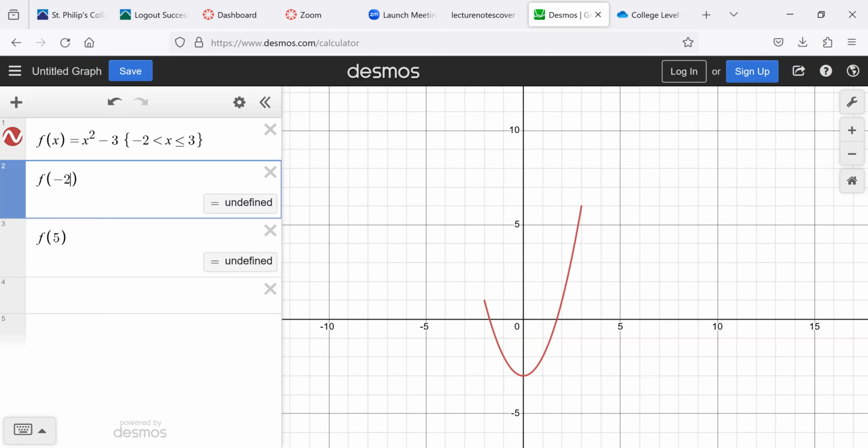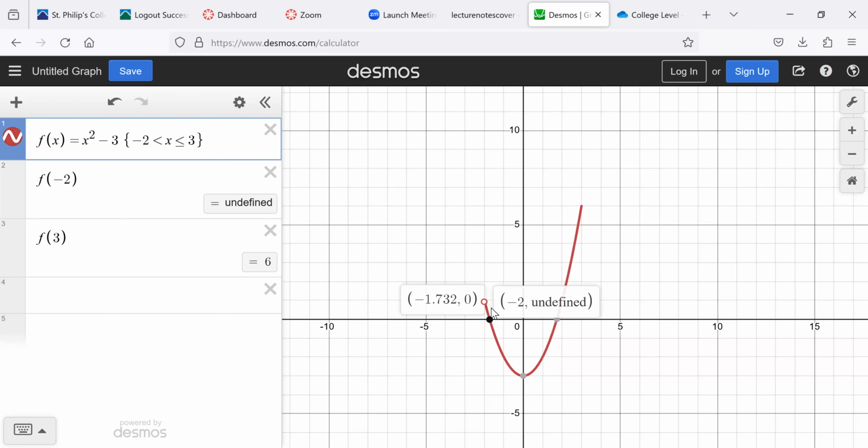If I plug in the 3, I'll know the output. But try to look at it and see, okay, what is the value? Lowest value is -3, highest value is 6 for the range. The domain is given to you right there, so you don't have to do much. So as you write it down, good.